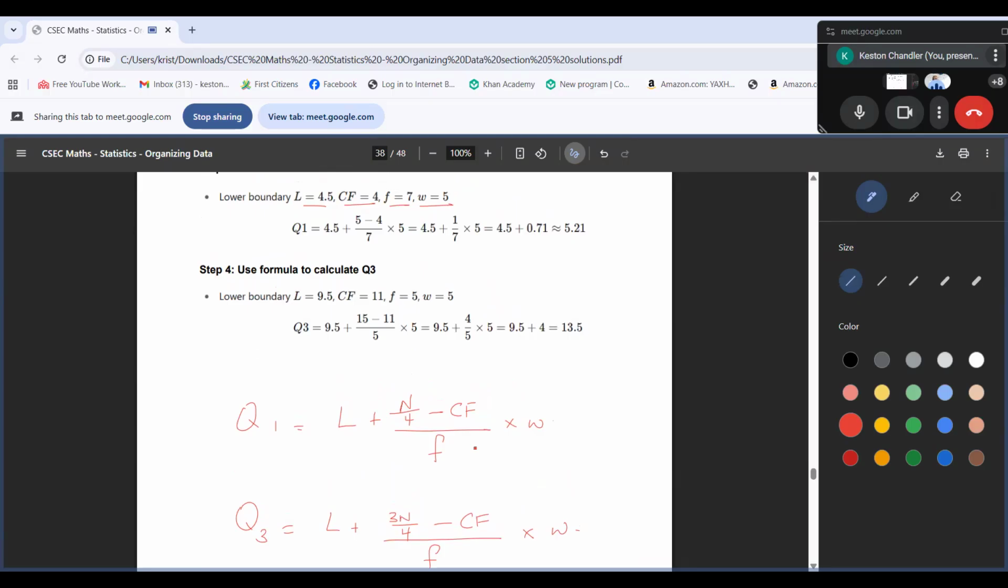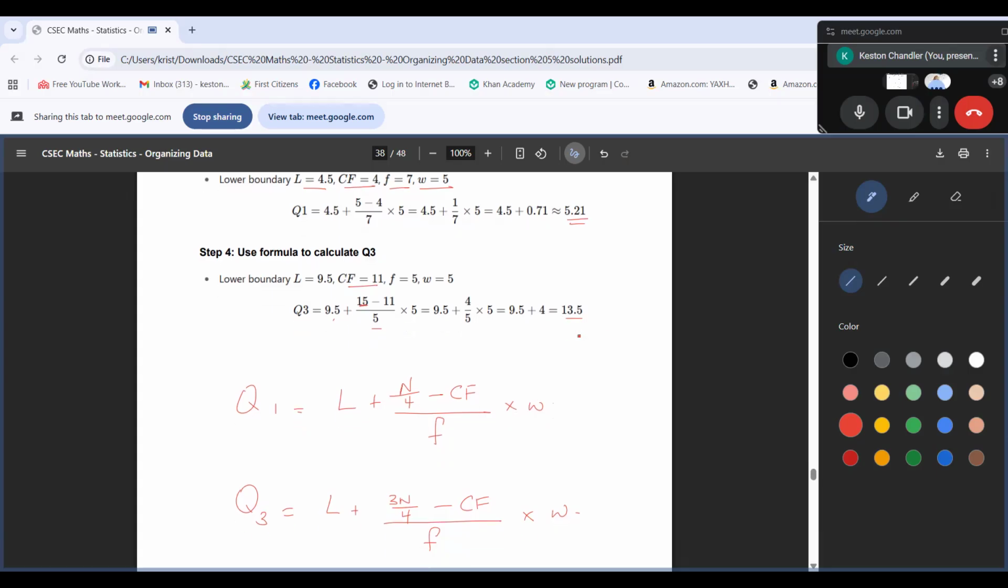Right? So Q1, we have 4.5, cumulative frequency being 4, the position being 5, the frequency of that particular class being 7, by our class width. That works out to be approximately 5.2. My Q3 value, 9.5, is my lower class boundary. The 15th position minus 11, 11 being the cumulative frequency of the class before that Q3 class that we identified, divided by the frequency of the current class, by my class width. That works out to be 13.5.